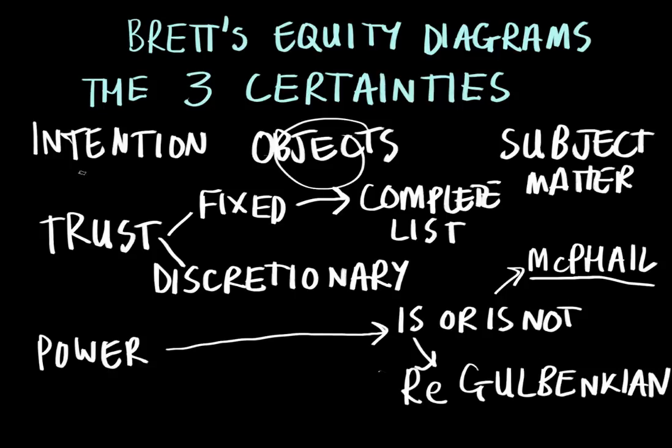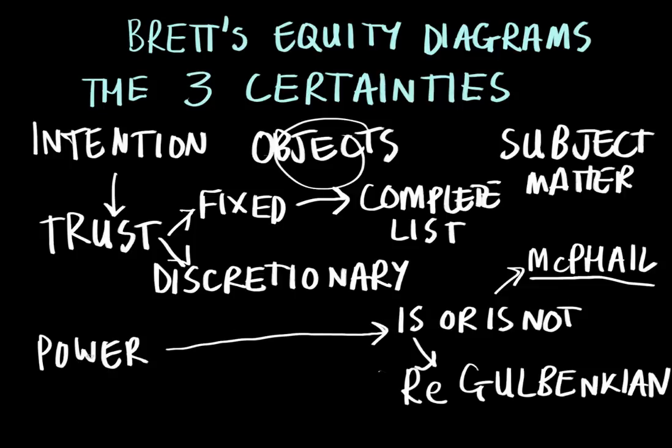So the settlor's intentions determine the test for objects. If the settlor intended to create a trust, a fixed trust, then the test for objects is that there must be a complete list of all the objects or all the beneficiaries. If the settlor intended to create a trust, a discretionary trust, the test for objects is the is or is not test from McPhail, and so it must be said with certainty whether any given postulant is or is not within the class of beneficiaries.